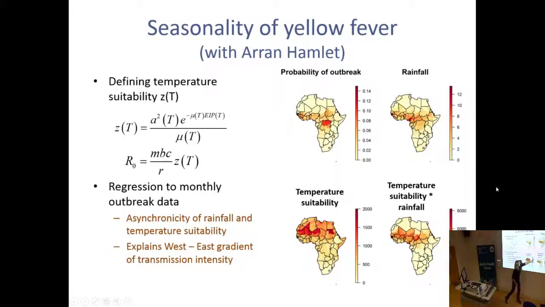Now, when you then look at the interplay between temperature suitability and rainfall, because you need both, you need the high temperature as well as enough rainfall to sustain mosquitoes. And if you take that together on a monthly basis, that reproduces actually quite well the seasonal patterns seen in an outbreak. And here we get this gradient from east to west. So this indicates that it's this synchronicity or asynchronicity between suitable temperatures and enough rainfall that actually explains this gradient of transmission, which is quite an exciting result.